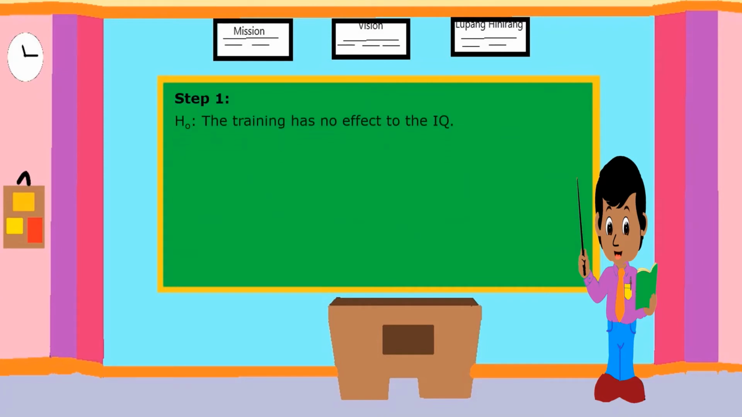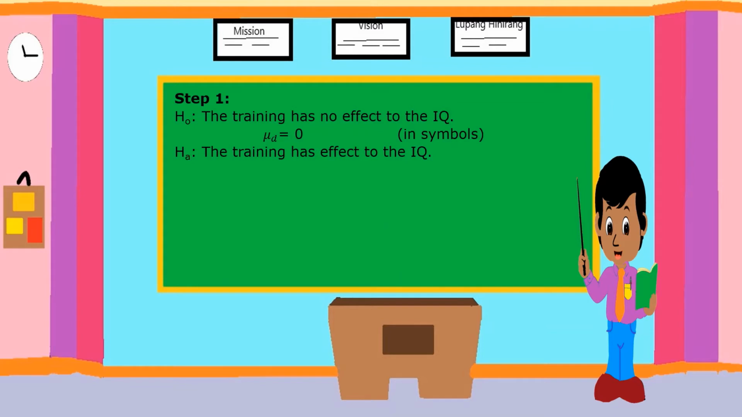Step 1. Our null hypothesis: the training has no effect on the IQ. Or in symbol, the mean of the difference is 0. Our alternative hypothesis: the training has an effect on the IQ. And in symbol, the mean of the difference is not 0. So it's non-directional because we don't know if it is greater or less than. Our alternative hypothesis says that it has an effect.